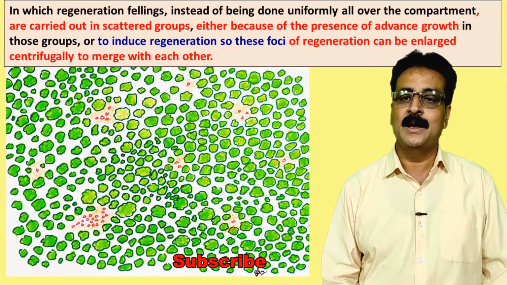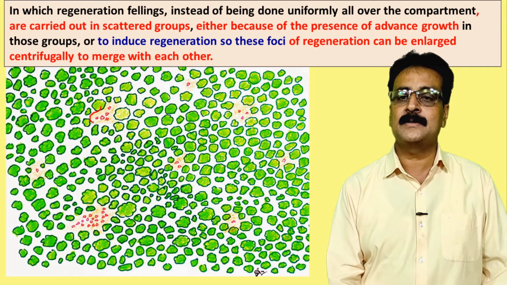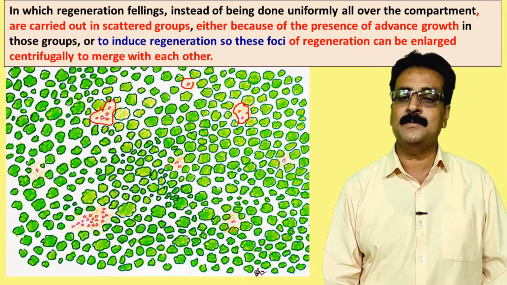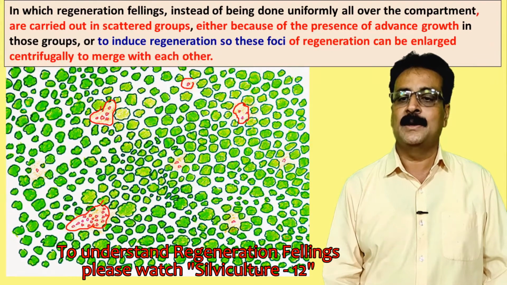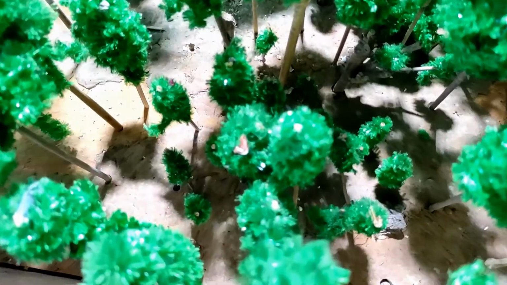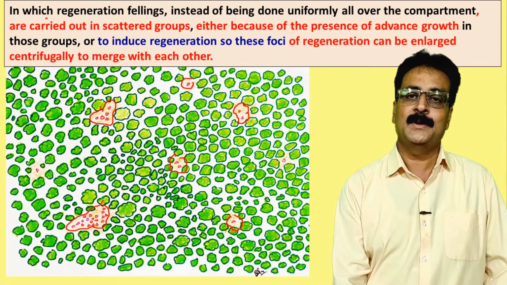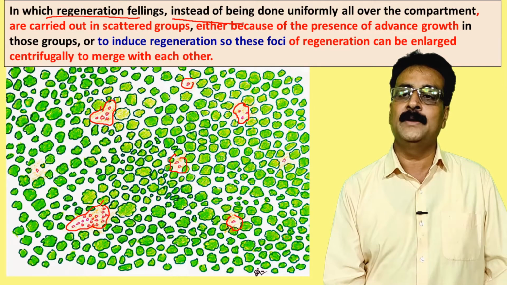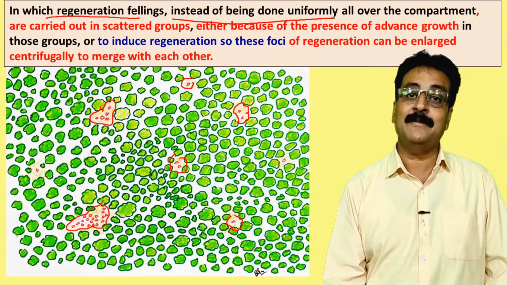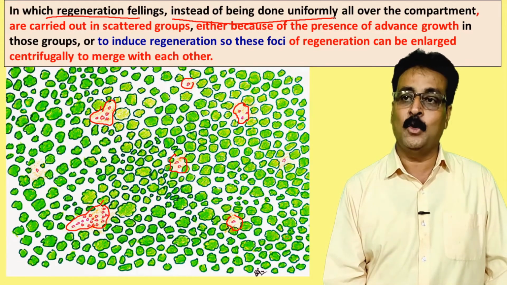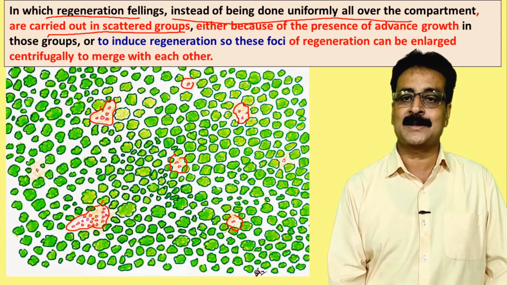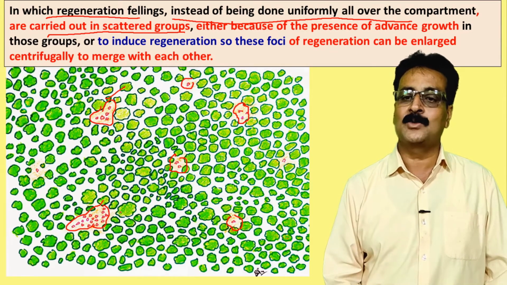So this is the entire forest here. We can see this is the green color. I have made some red colors dotted here. It shows some of the advanced growth which is coming somewhere in the forest, just to make you understand what the group system is. So these are some advanced growth we can view from the top view. In the group system, regeneration felling, seeding felling, secondary felling, final felling, instead of being done uniformly all over the compartment, as we discussed in the uniform shelterwood system, is carried out in scattered groups. You can see some advanced growth scattered here.